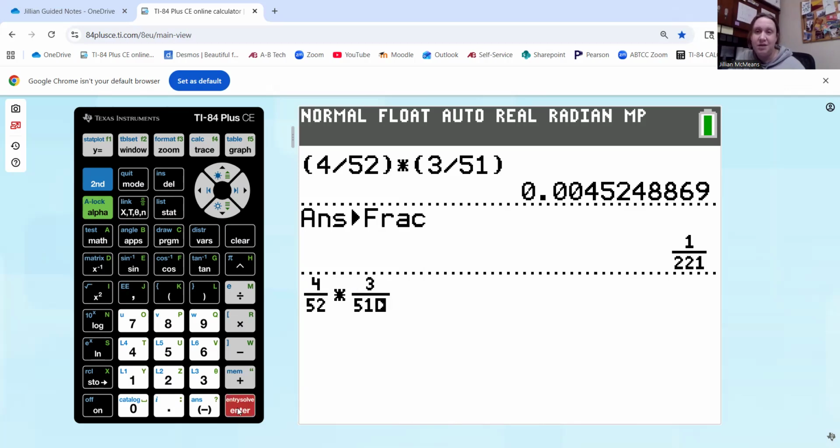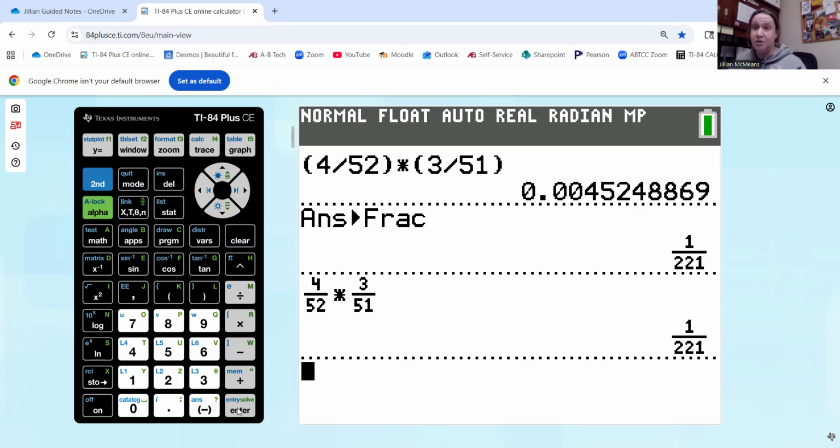The nice thing about this option here is most of the time, I don't want to say always, but most of the time, you'll get something that reduces nicely. Every now and again, the calculator gets numbers that are so complicated to work with, it'll just give you decimals. But generally speaking, when you do this method, it multiplies and it simplifies all at once. Okay. Either way you slice it, we get 1 out of 221.